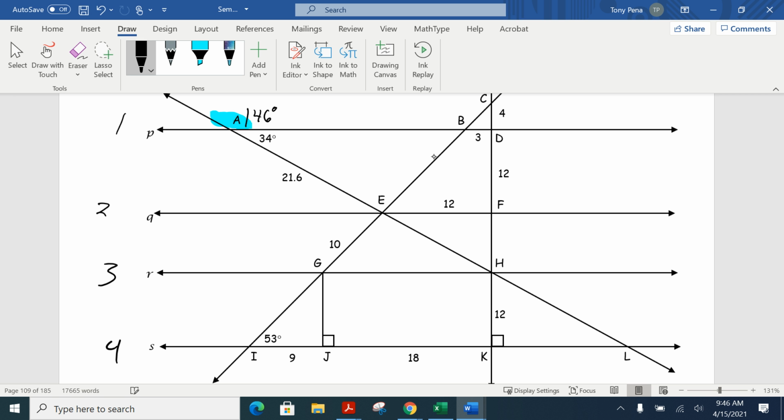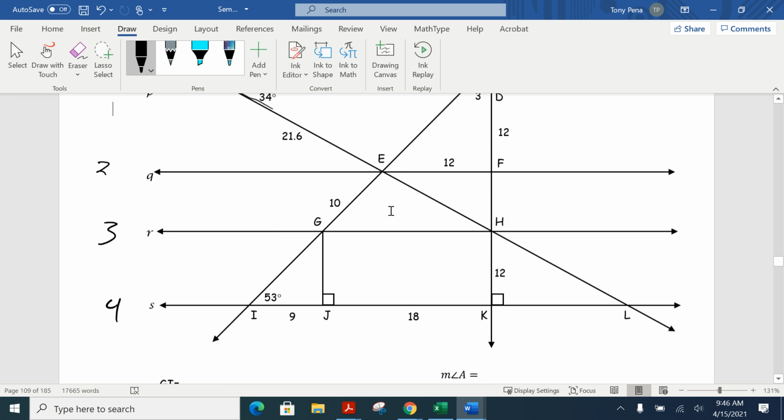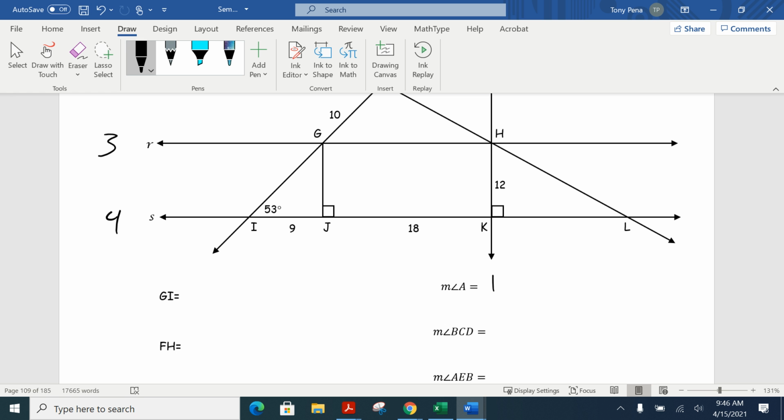I did 180 minus 34. Good. So we have a straight line right here. So a straight angle has 180 degrees total. We had 34 of those degrees accounted for right here. So Gavin just did 180, subtract away the 34. That leaves us with 146 degrees left over for angle A. So angle A, 146 degrees. Next, we're just going to go right down the angle side. First, find this angle because there's a lot going on here. So find angle B to C to D.